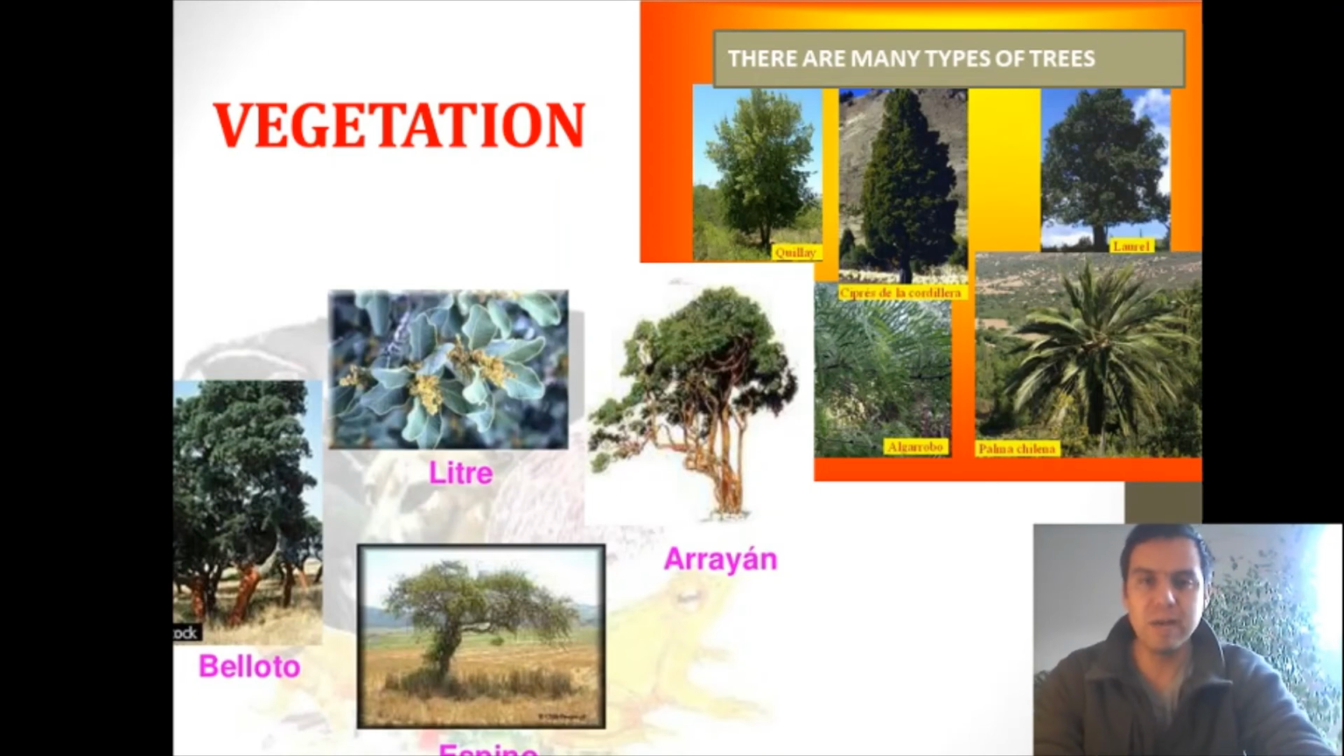Okay, so we have some species here: litre, arrayán, espino, palma, palma chilena here, quillay. Okay, so all these, algarrobo, all these trees, you can find them in the central region of Chile.